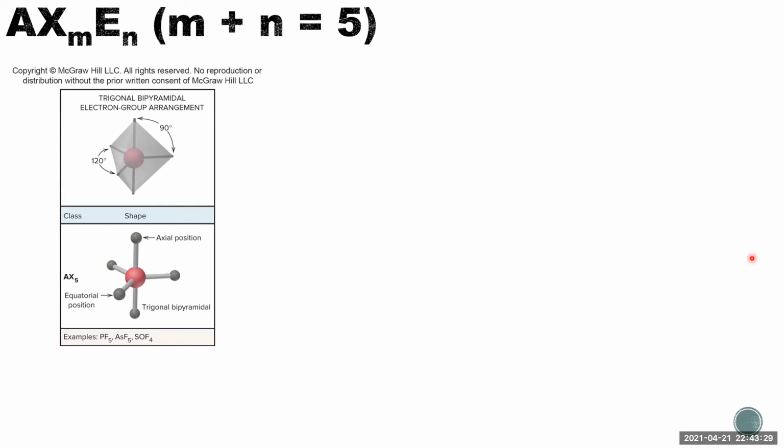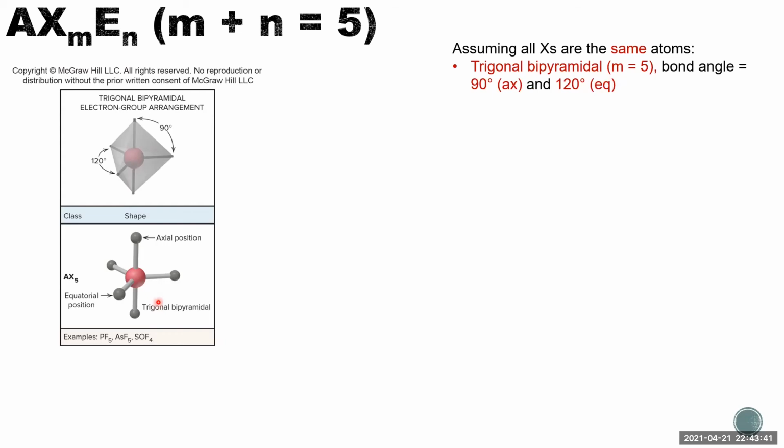When m plus n equals 5, then we have the ideal shape of trigonal bipyramidal shape. Okay, again, assume all X are the same atom. When m equals 5, the shape is trigonal bipyramidal shape. And in this shape, it's the most special case in that it has 2 different types of bond angles. The bond angle between an axial position atom and an equatorial position atom is 90 degrees. And the bond angle between all of the 3 equatorial positions is 120 degrees. An example of the molecule is phosphorus pentachloride.